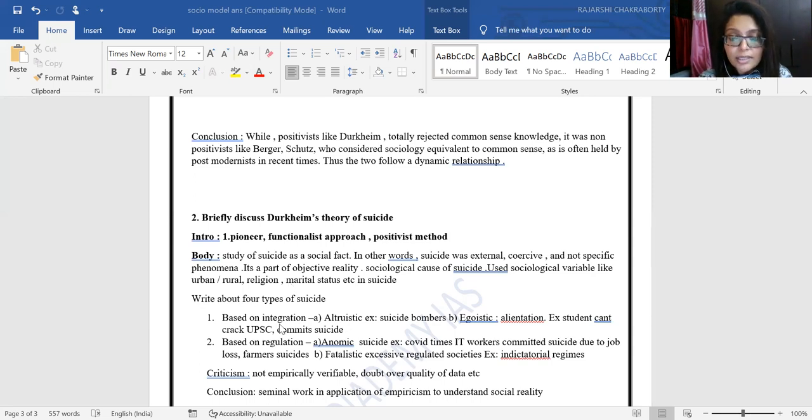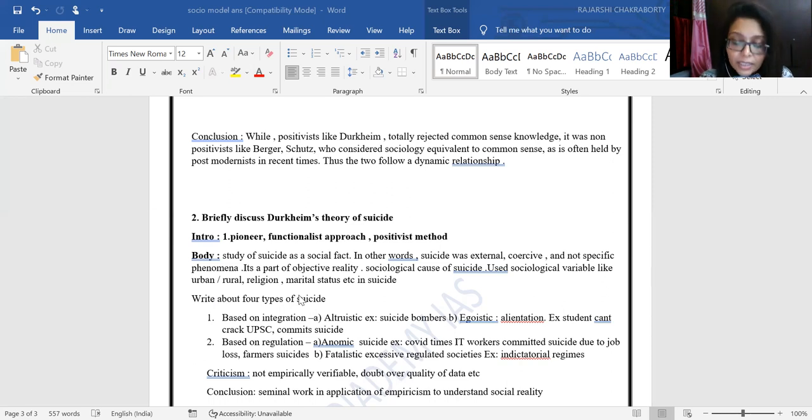What is objective reality? 2 + 2 = 4 is objective. No one in this world would say that 2 + 2 can be 3, or 3.4, something like that. So that's objective reality. So that's how he says. And he used sociological variables like rural, urban setting, religion, marital status in trying to establish the cause behind suicide.